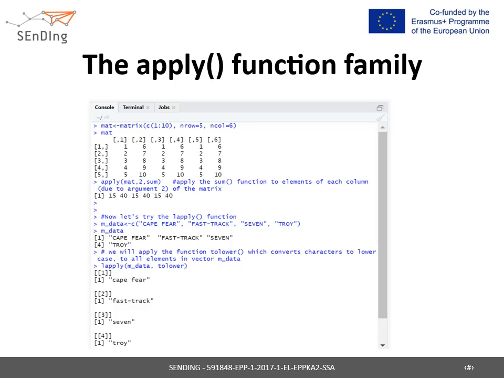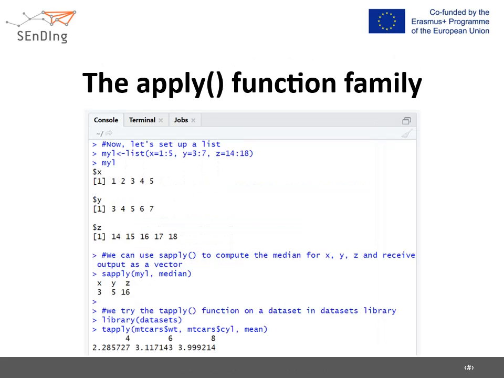Next, we try the toupper function on a vector containing 3 string elements in uppercase. We use lapply to apply the tolower function on all vector elements. In this example we see how we can create a list containing 3 vector elements and then use the sapply function to compute the median for each vector in the list. Then, we try the tapply function on a data set in the datasets library included in R.